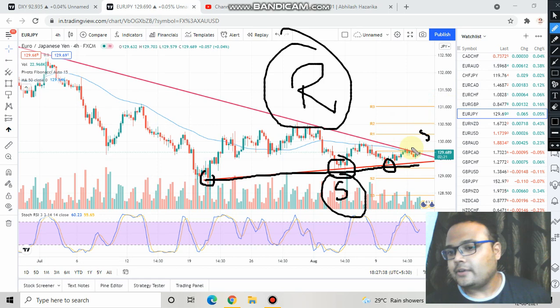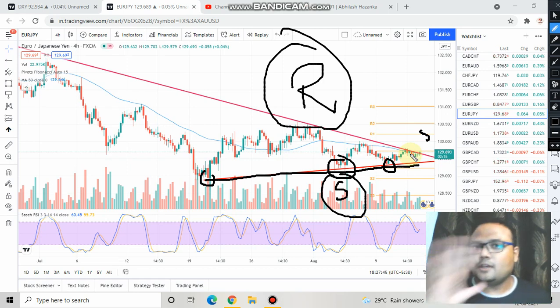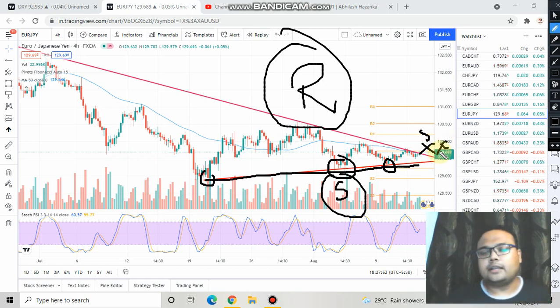And right now you can see that the market is standing at a resistance, but still the market is not in the mood of going down. Therefore, shorting the market is gone. Do not short the market. Okay, do not short the market, and do not even think about shorting the market.